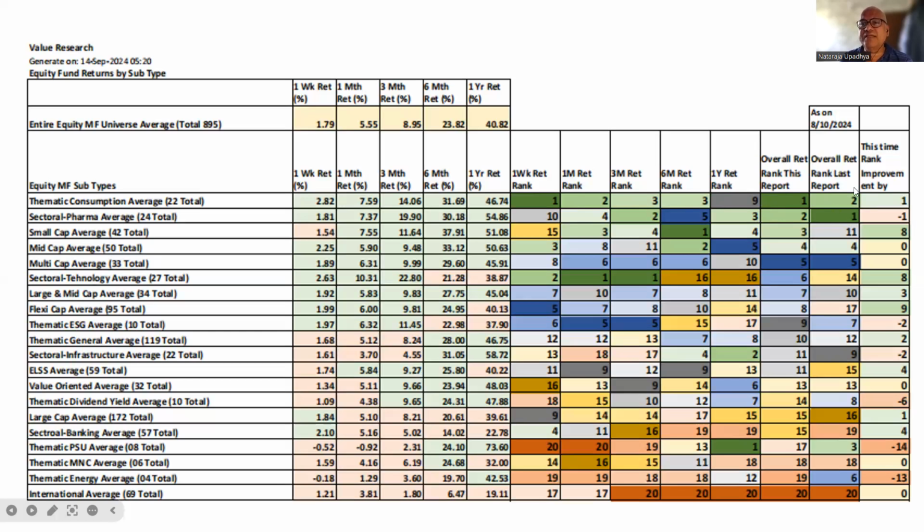Now, we had a similar report a month back. That time the ranking of these consumption funds was 2. That means there has been an improvement of ranking by 1. So that means they have become more favorable in the last 1 month. So that's what we understand here.